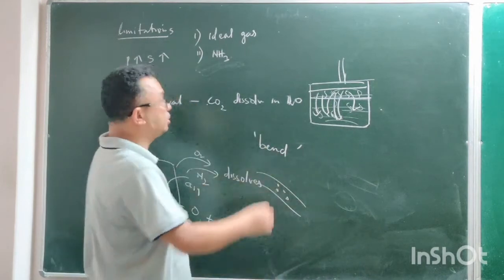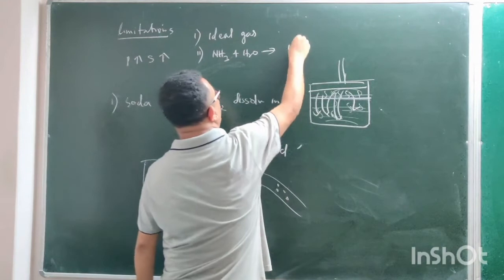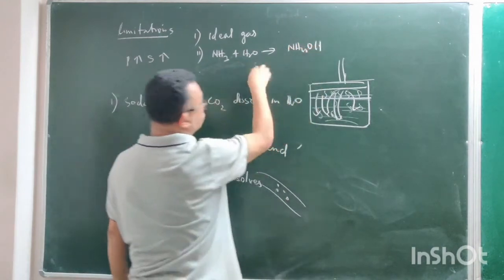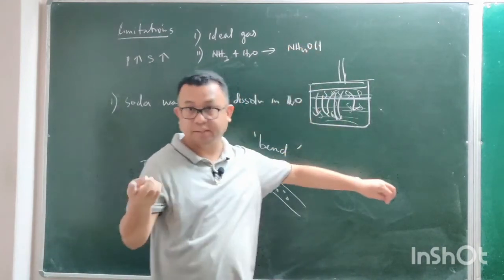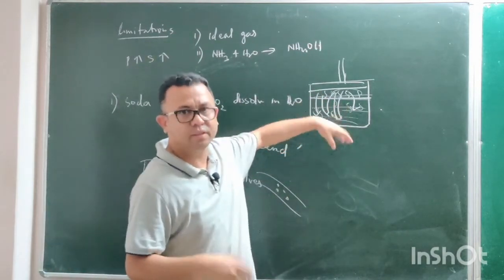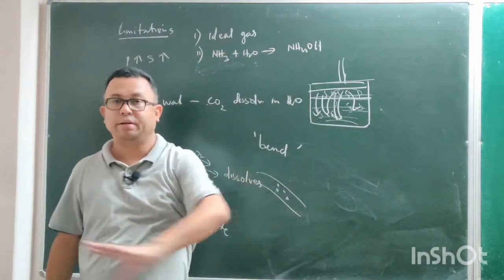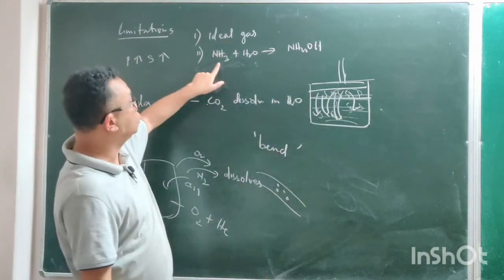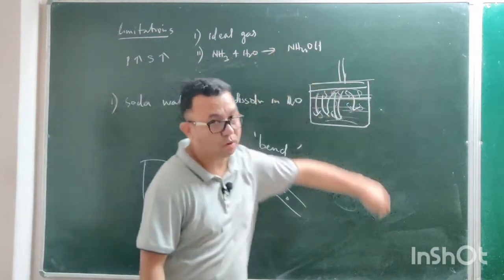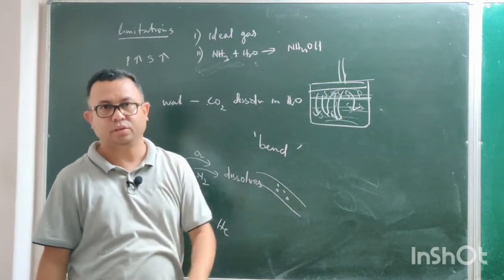But not only will it be soluble, ammonia gas also starts reacting with water to form ammonium hydroxide. Solubility is a physical change, whether a gas is soluble or not. But when a reaction between the two starts, Henry's law will not work. So it is also not applicable for those gases which start a chemical reaction with the solvent.